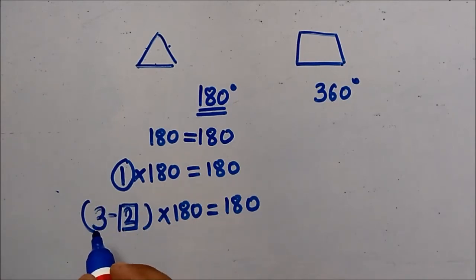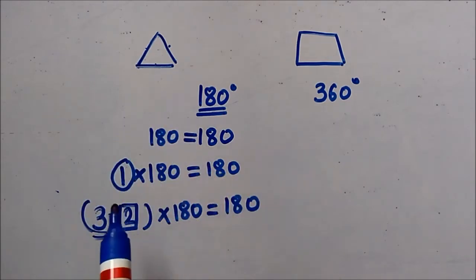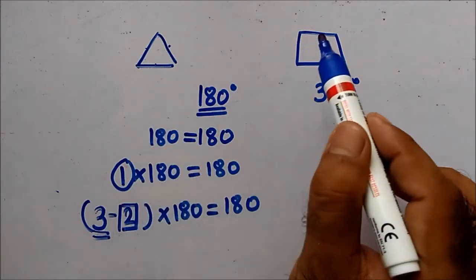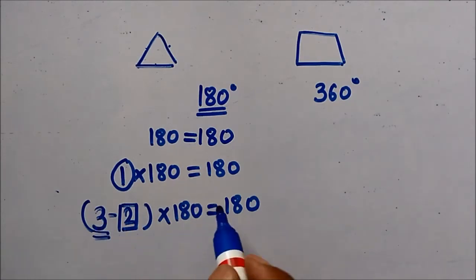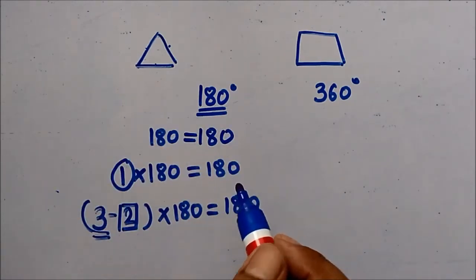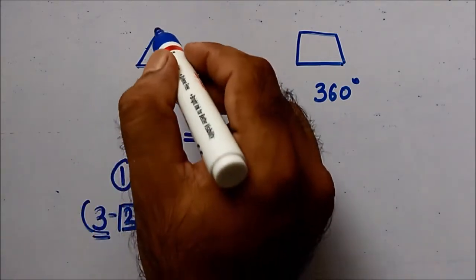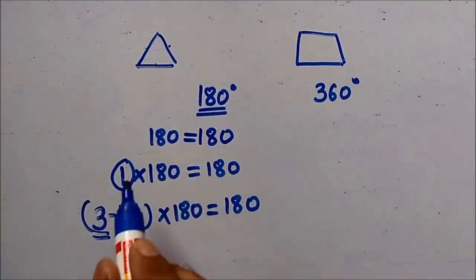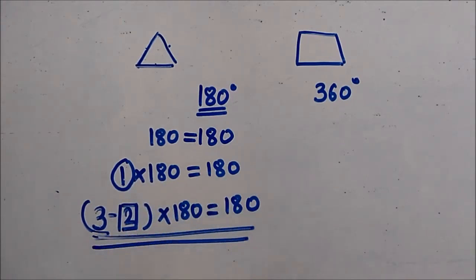But why did I take 3 here? Because this 3 indicates the number of sides of the particular polygon. Triangle means 3. Suppose instead of a triangle we take a quadrilateral, then this 3 will become 4. So we are deriving the equation of the angle sum property of any polygon with respect to the number of sides. So 3 minus 2 is 1. 1 into 180 is 180. So this is the equation for a triangle.